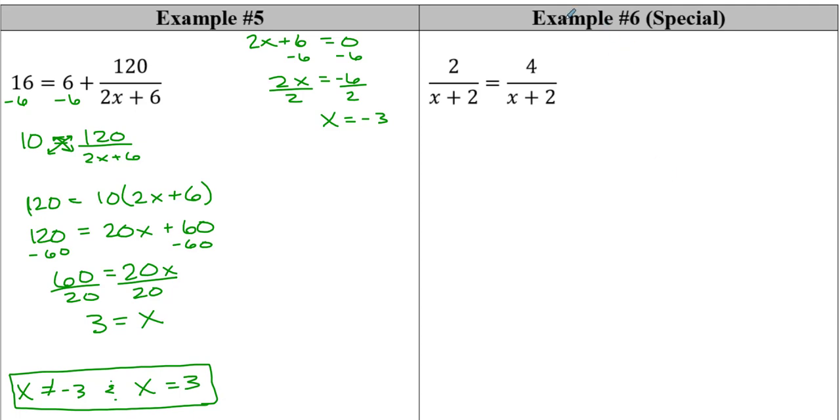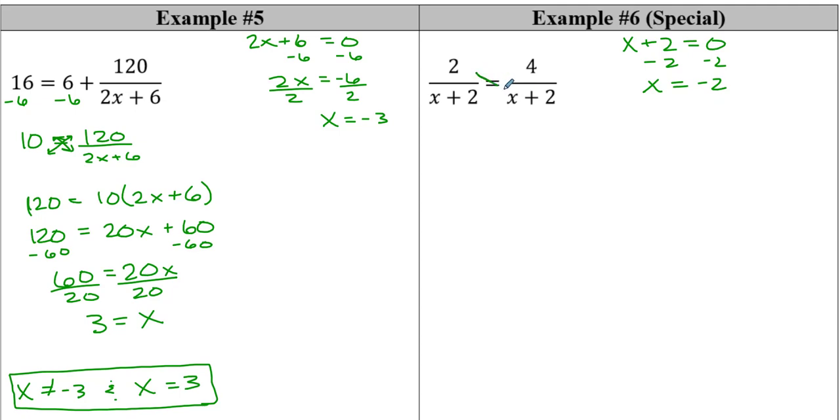Alright, if we look at example number 6, this one is a special case, and you're going to see why here in just a moment. First thing we want to do is we know both of our denominators are the same, so we don't need to set both of them equal to 0. We can just do it one time, and we would get x equals negative 2. So we know that right now we're not going to use negative 2. That's going to give us a 0.